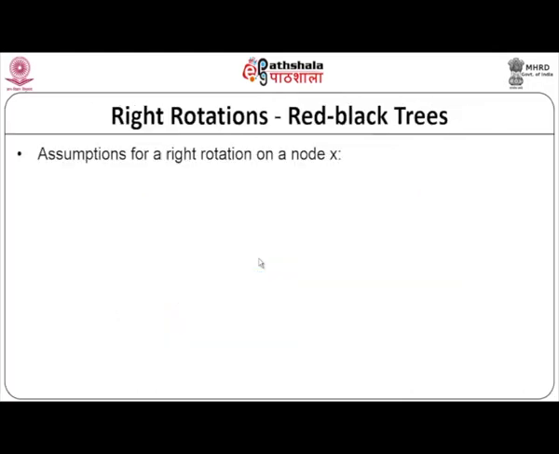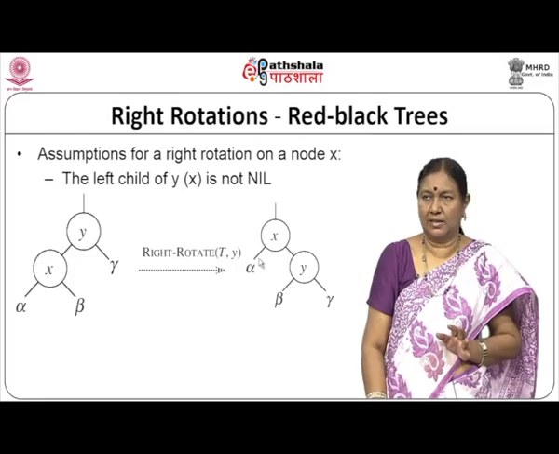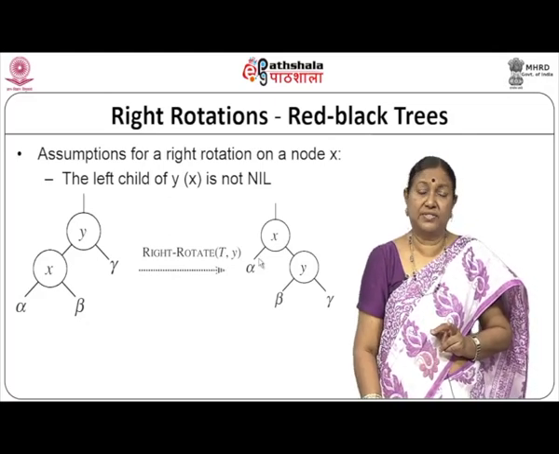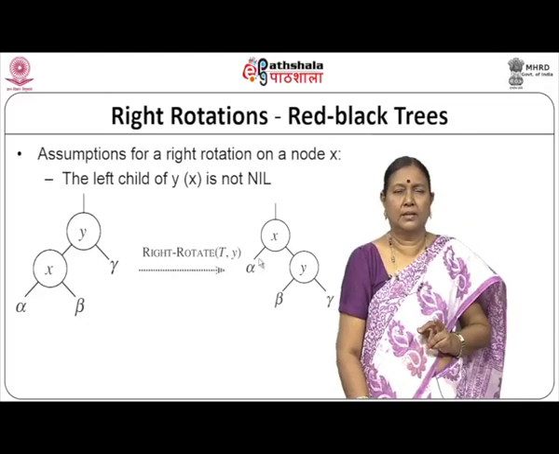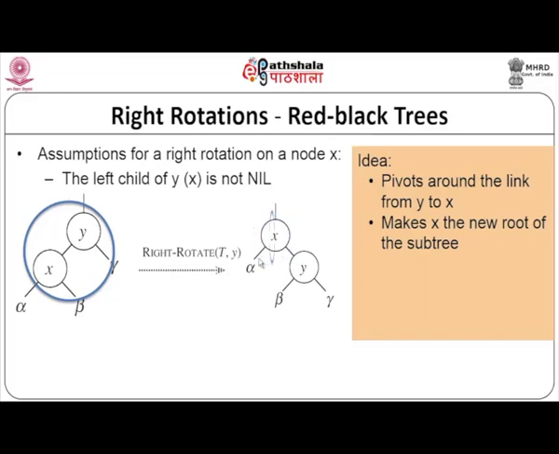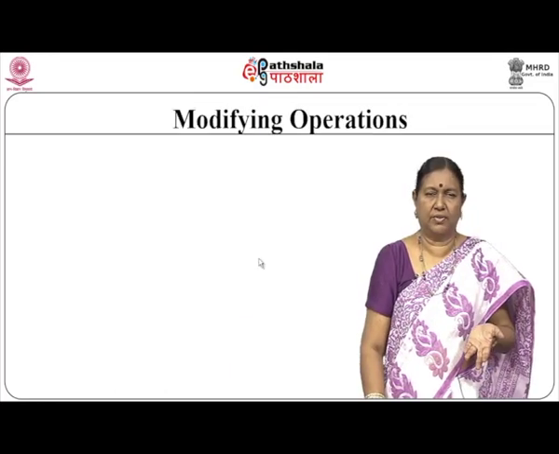Now, right rotations. The assumption for right rotation on a node is that the left child of y is not null. The same pivots around the link from y to x, and makes x the new root of the subtree, makes y the right child, and x's left child beta becomes y's left child. So, this is the same thing that we did for left rotate.